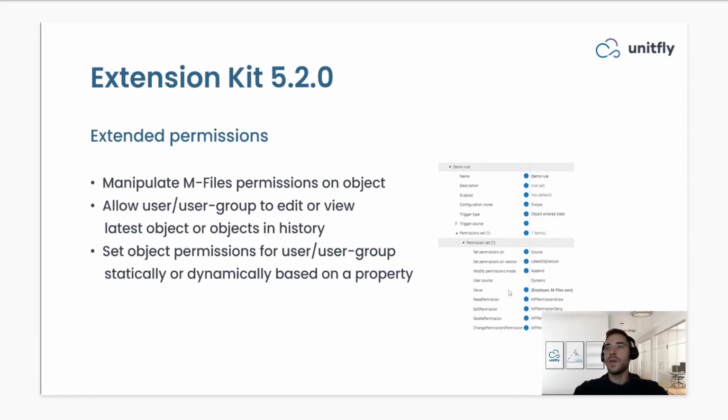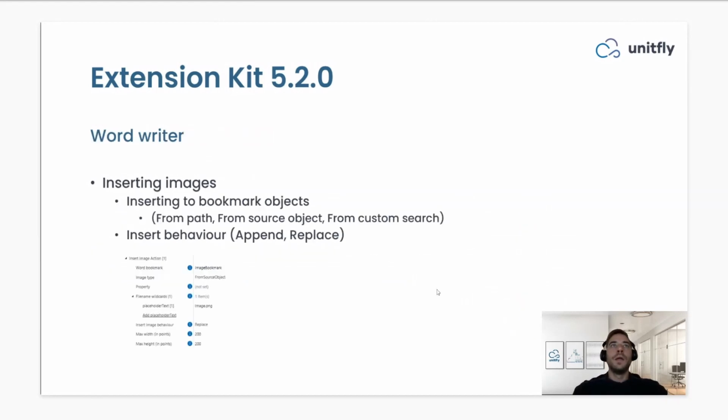And you also have two options for how you define the wanted user or user group. You can define it dynamically from some properties, or statically by exactly defining the user or user group to which you want to give some access, let's say when an object hits some workflow state or something like that. The next model is WordWriter.